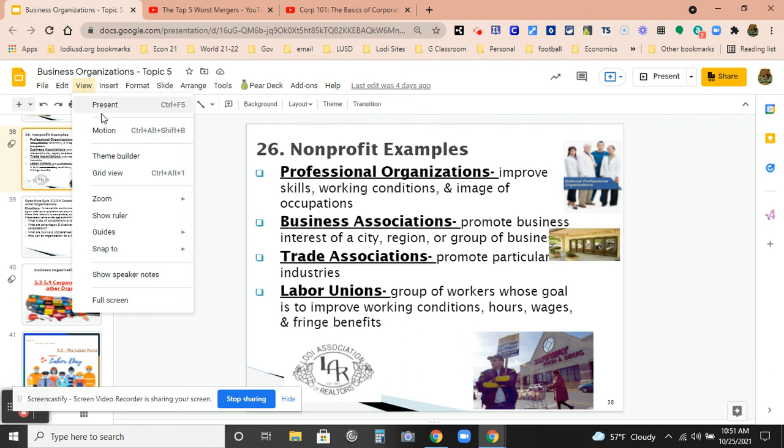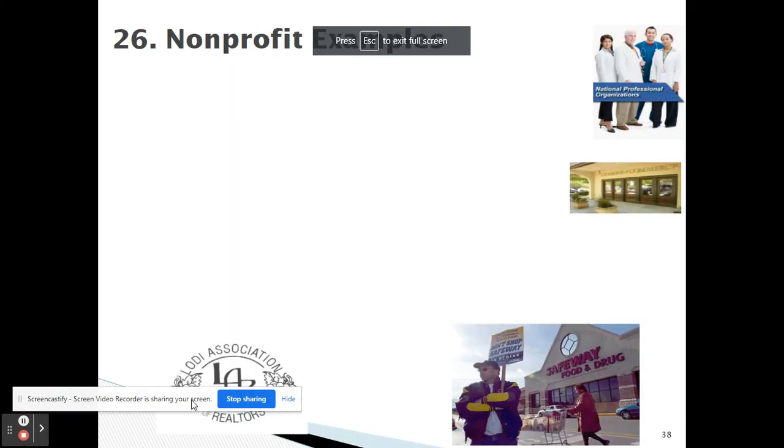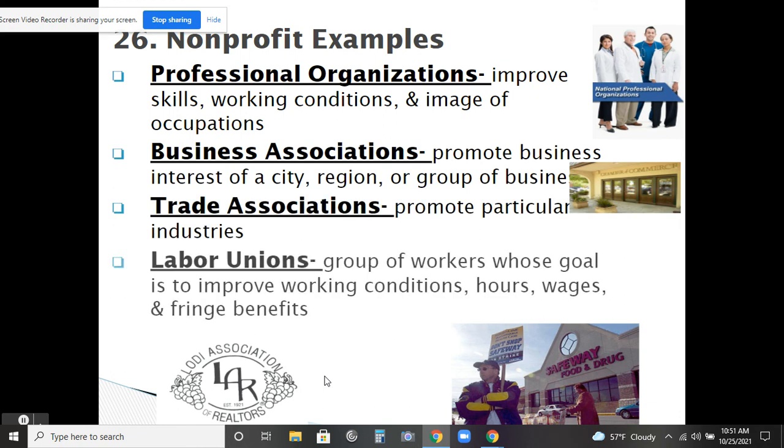Let's look at it. So what do we see? We see a professional organization of doctors. We also see, I don't know what that is. There you have Safeway, whose union members are picketing because they think Safeway's doing something wrong. You got a professional association of realtors in Lodi. That's the grape logo.